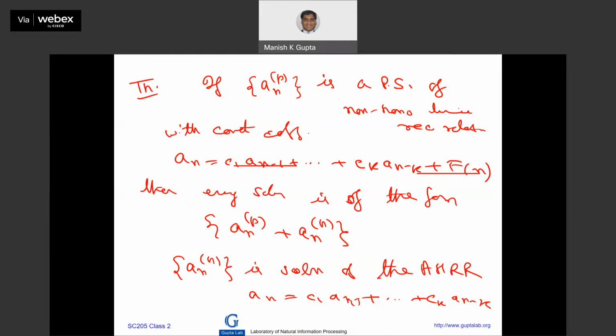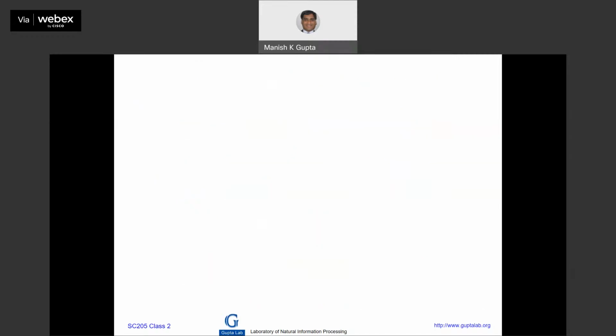And then somehow you find one particular solution, add it to the homogeneous solution, and you get the answer for the whole thing, right? That is the key idea. It's a beautiful thing. I mean, the technique is very popular. So I'm going to do just one example, and I think that should be the last thing for today.